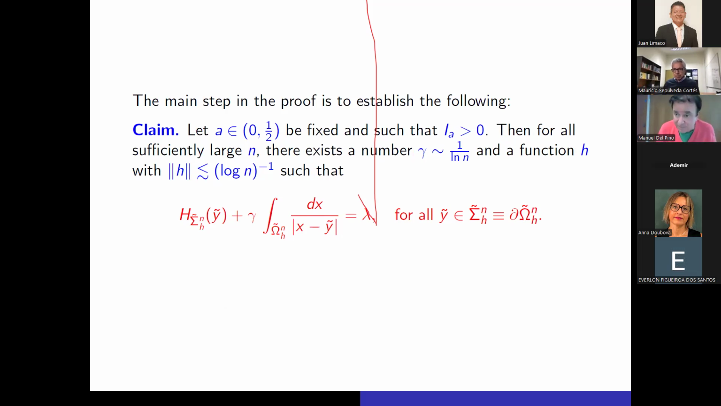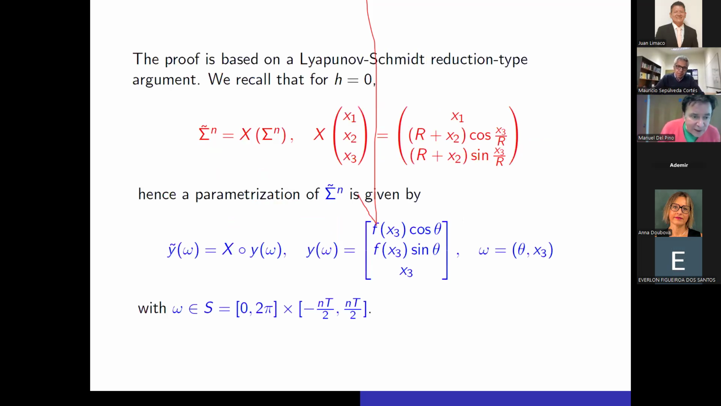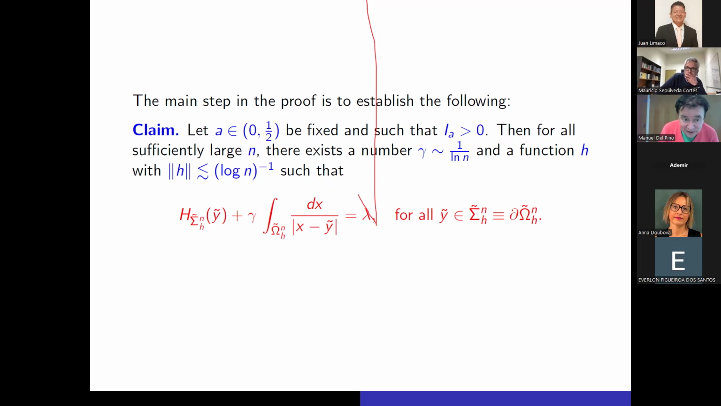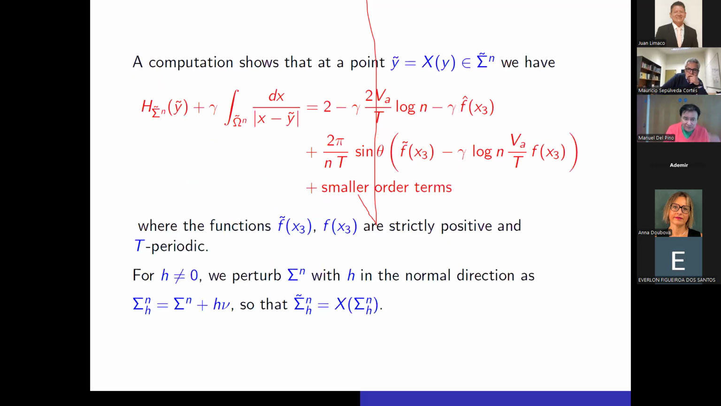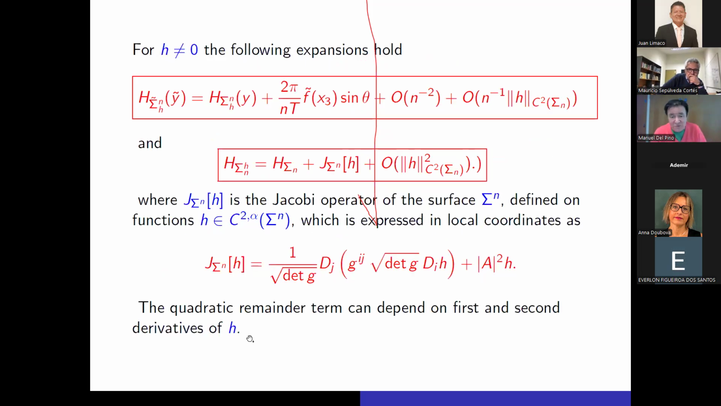Actually, once this is proven, the full result for arbitrary large mass can also be found. Anyway, the construction of this perturbation h, little h, is done using a fixed point argument. And the fixed point argument is actually based on expansions for the energy of the limiting surface, yeah.